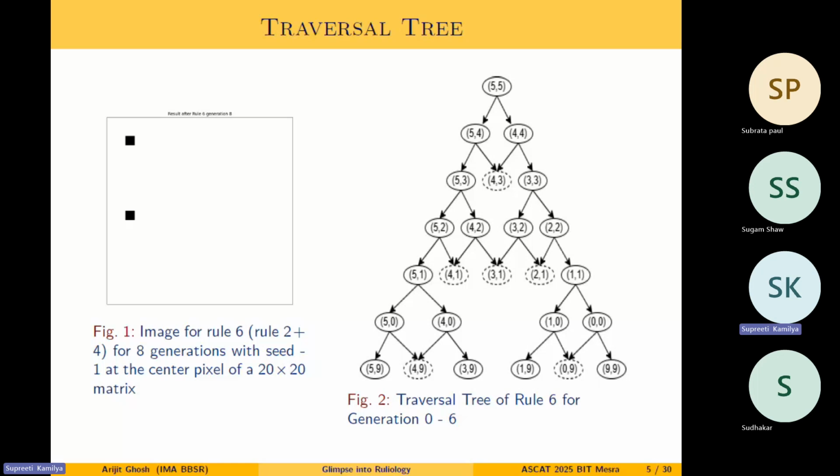Proceeding likewise with the help of this traversal tree, where the pixels denote the nodes and the height or levels denote the generations, we will be able to know the formation of images: how many pixels are formed at each generation and where the pixels will be formed.